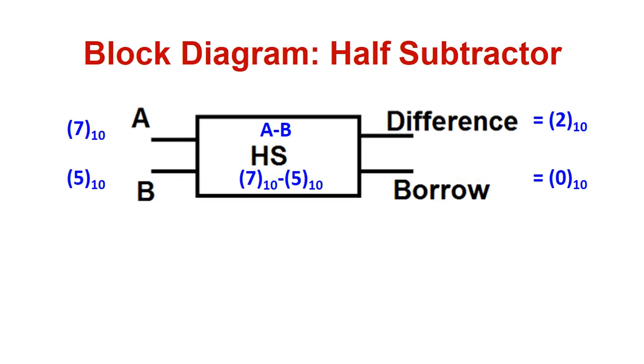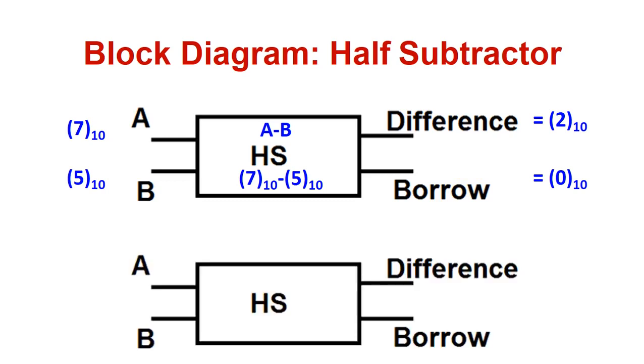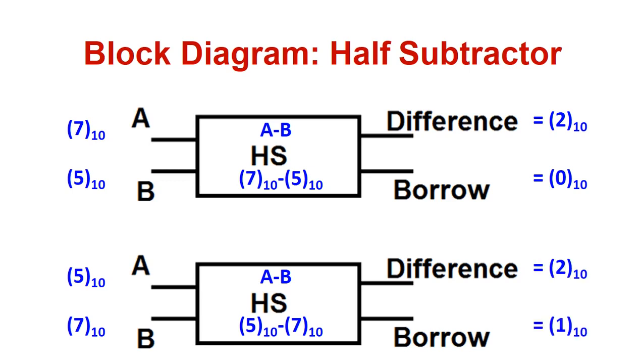Now we may try another thing, that means we may try to subtract 7 from 5. So we take another example of the half subtractor circuit. This time the value of A we take as 5 and the value of B as 7. So again we will perform the operation A minus B inside the half subtractor, so that will be 5 minus 7. Again the difference is 2, however this time we need to take a borrow, so the value of the borrow will be 1. So this is the way we can understand the block diagram of the half subtractor.